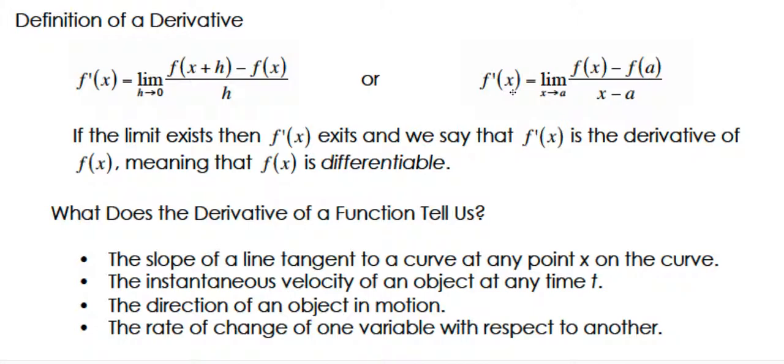So if I had a function that was measuring height over time, and I wanted to know how that height is changing at any given point, what I'm really finding is the velocity of an object at any time t. So that's one of the most important uses of a derivative. The derivative can also help us find the direction of an object in motion, and it can help us find the rate of change of one variable with respect to another. Anytime that we need to know the instantaneous rate at which one variable is changing with respect to another, that's when we need to use a derivative.